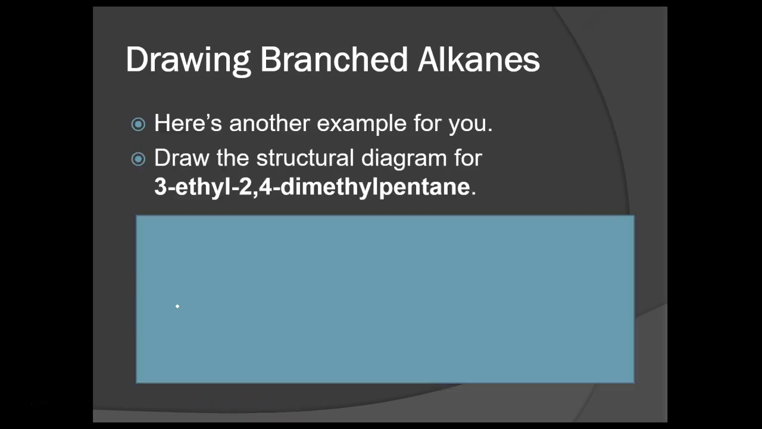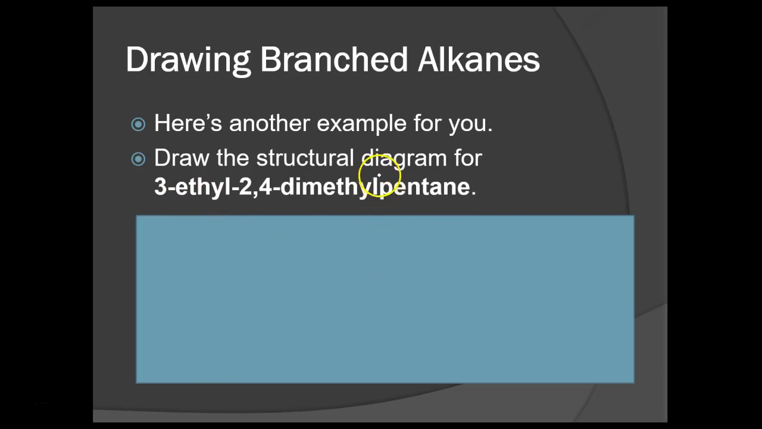Okay, so let's do this one together. This looks complicated, okay, but we'll break it down to make it really easy. So this is 3-ethyl 2,4-dimethyl pentane. Now technically there's a mistake here. This should be written as 2,4-dimethyl 3-ethyl pentane because D comes before E, but we're going to ignore that for now.